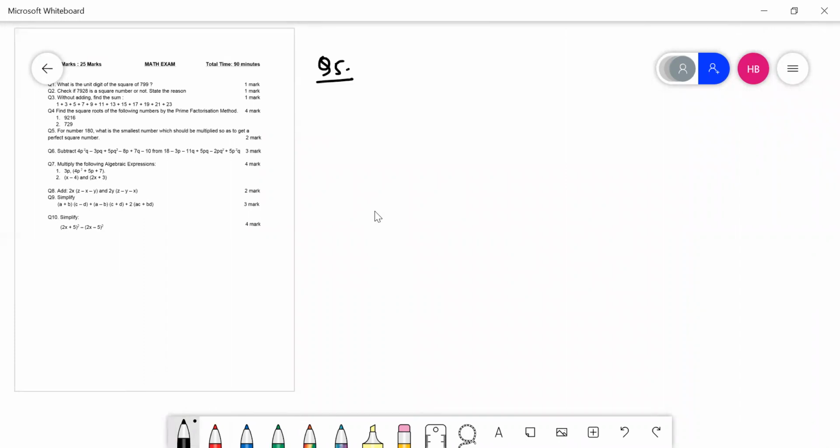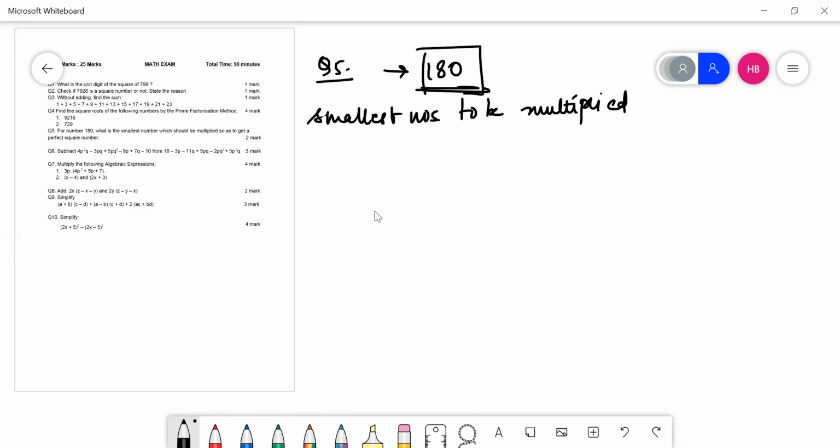For number 180, what is the smallest number which should be multiplied with 180? What is the smallest number that I should multiply so as to get a perfect square? So I have to make this number a perfect square. Now they are asking what should I multiply here so that my answer is a perfect square.